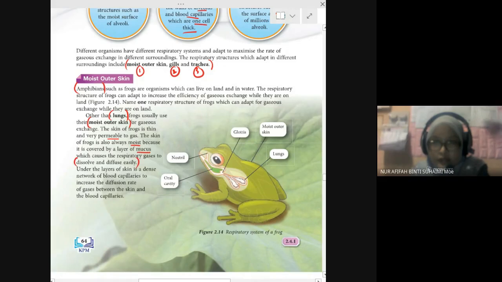What I just mentioned. Then, under the layer of frog skin, there are a lot of blood capillaries to increase the diffusion rate of gases between the skin and the blood capillaries. So, right?